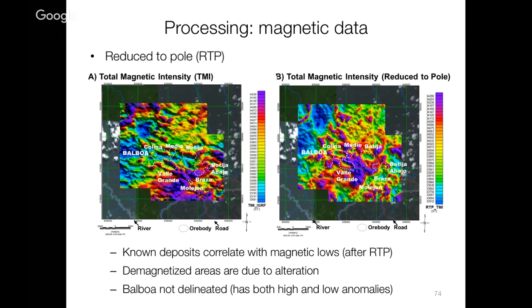There's a couple of things here that are noticeable. Here is one deposit. Notice that it's got a low susceptibility. Here's another one that has a low susceptibility. Balboa, which is over here, is kind of betwixt everything. It's got a kind of high susceptibility, or magnetic field value, compared to this. So it certainly doesn't stand out in the magnetics.